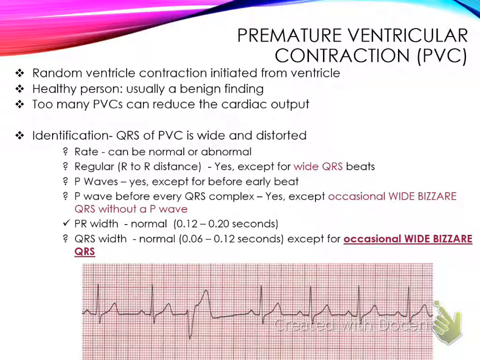You can have multifocal PVCs, which means they're wide, weird, and they all look different. You can have multiple kinds of PVCs. You can have PVCs, but they're all wide and weird, and they don't have a P wave before them. So is it regular?